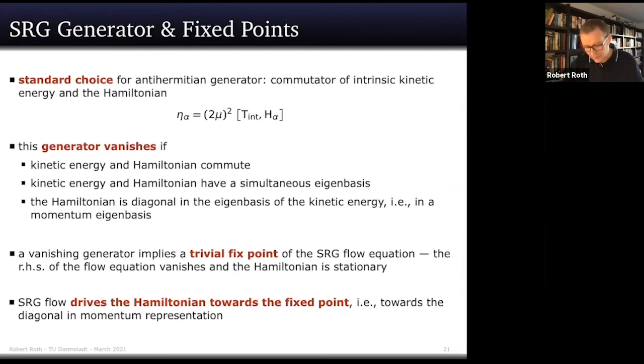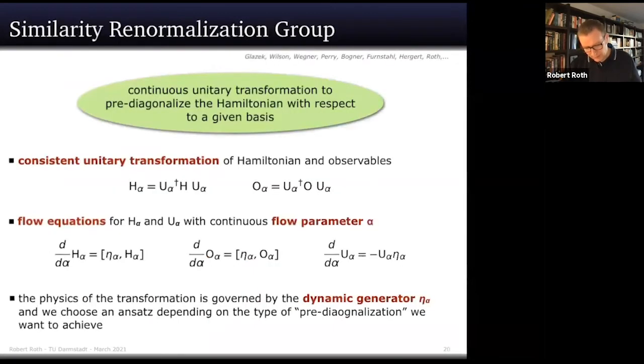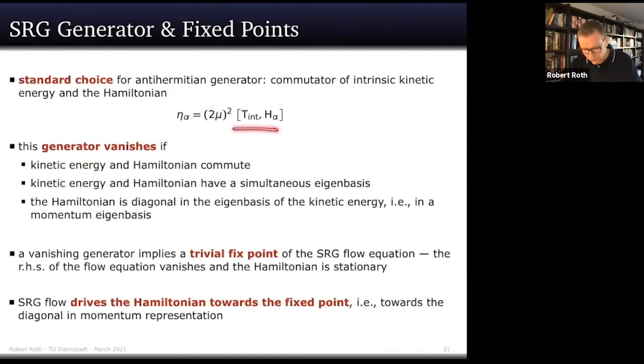And this kind of standard choice is to write this eta of alpha as another commutator, namely a commutator of the kinetic energy, the intrinsic kinetic energy that we discussed, and the Hamiltonian itself. So if you remember back, if you plug in this commutator here, you get this double commutator structure on the right-hand side. Now, why is that useful? Can one understand why this specific choice helps us?